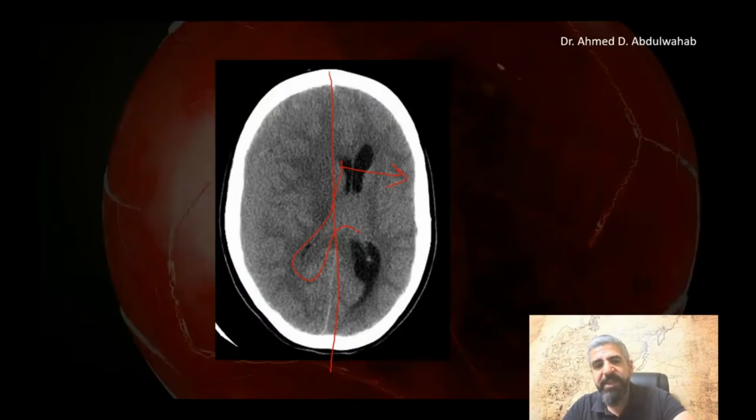When the blood density gets lower, there is a stage at which the density of the blood is almost the same as that of the brain. And that is why you have to be very careful not to miss it. It's difficult, but it's very important.